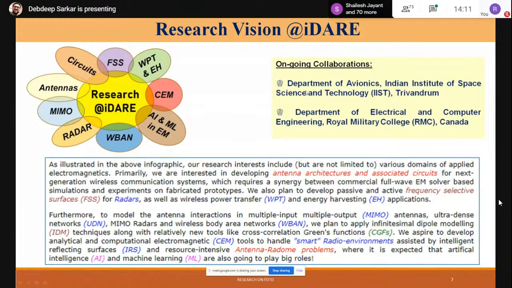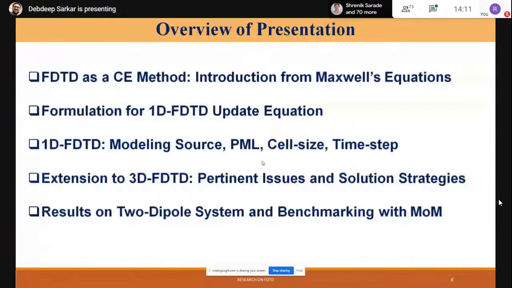Now, we currently have ongoing collaborations with the Department of Avionics, IIST Trivandrum, and the Department of Electrical and Computer Engineering in RMC, Canada. And we are planning to have more. And once that is done, then we will have these various collaborations over there. So with this introduction, I hope I did not spend too much time. So this is the basic overview of my today's talk.